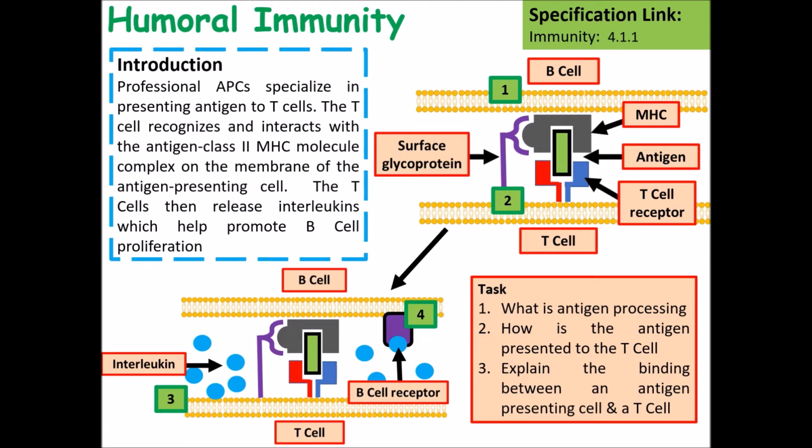Antigen presenting cells specialise in the presentation of antigens to T cells. So if you remember back to when we looked at cell-mediated immunity, we need T cells to become activated in order to produce interleukins and cytokines. The T cell recognises and interacts with the antigen on the major histocompatibility complex, and that causes the T cell to release interleukins. The interleukins produced by the T helper cell help B cell proliferation. So this is the B cell replicating itself.